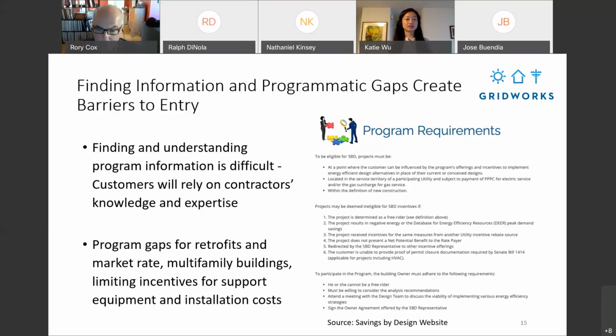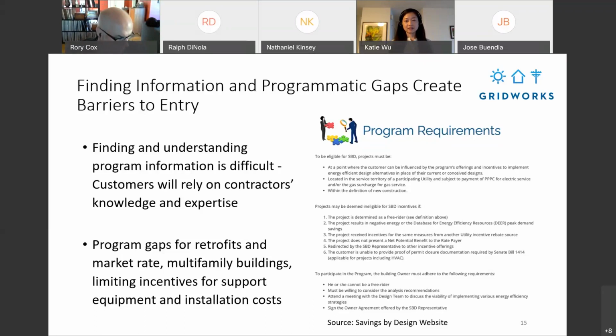I recognize also that there's a bit of a program gap for retrofits in market rate multifamily buildings, which can limit incentives for support equipment like panel upgrades or wiring upgrades, as well as installation costs, which can be significant for heat pump water heater retrofits. Those appliances require more airflow around the appliance, so the installation costs can sometimes cost just as much as the equipment cost.